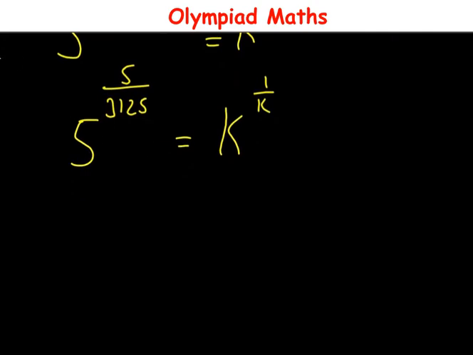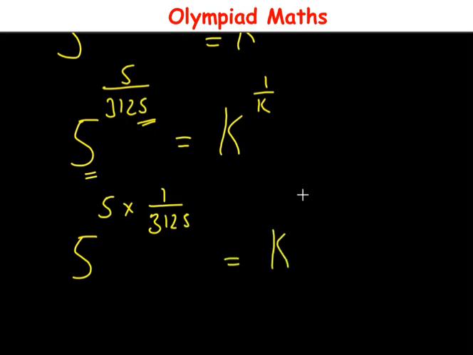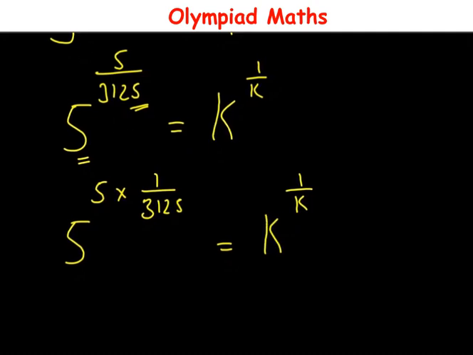With this, the base here is still not equal to the power denominator, so we are going to factorize out power 5 from here. This becomes 5 raised to power 5 times 1 over 3125 is equal to k raised to power 1 over k. Then we apply this rule of indices: if you have a raised to power b, raised to power c, this equals a raised to power b times c.